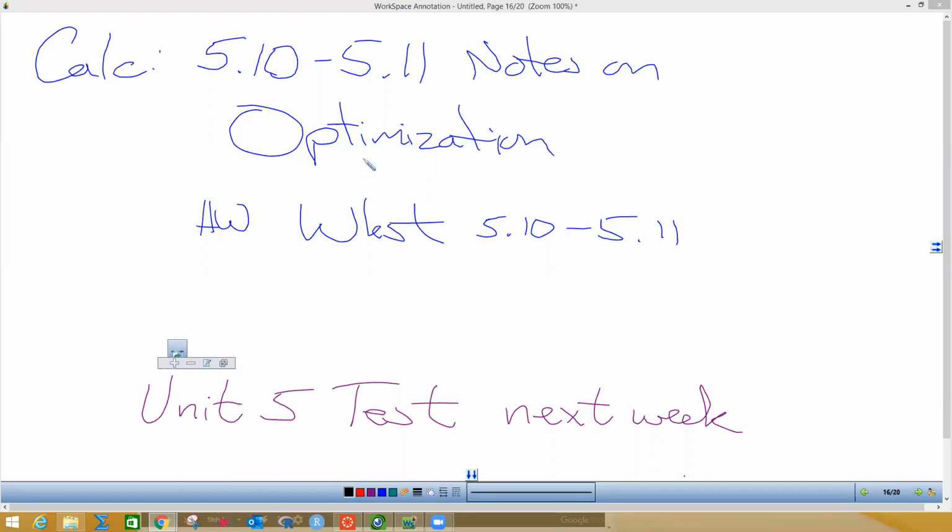All right, so we're going to do the notes for 5.10 and 5.11 now, and this is about optimization. This is where we want to maximize or minimize something, like people who own companies want to maximize profits and minimize costs. So this is something that calculus is used a whole lot for.